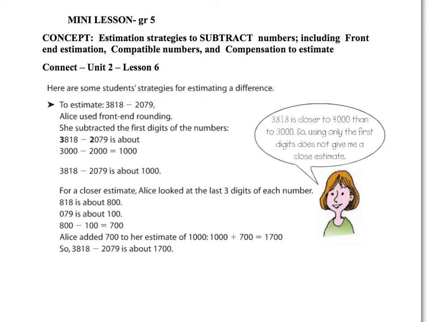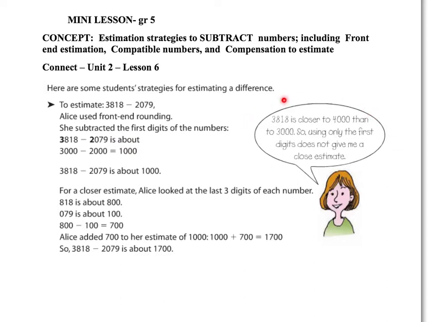Here are some strategies for estimating a difference. To estimate 3,818 subtracted from 2,079, she decided to use front-end rounding. So remember, we just use our first digit. It can also be our first two digits and so on. 3,800 becomes just 3,000. 2,079 becomes just 2,000. 3,000 minus 2,000 is 1,000. So that would be our estimate.